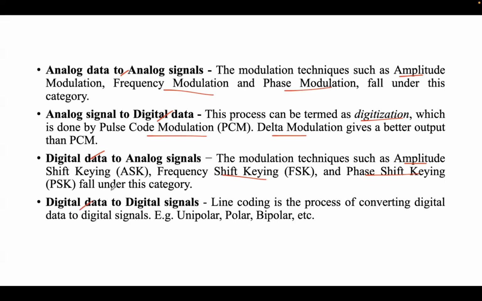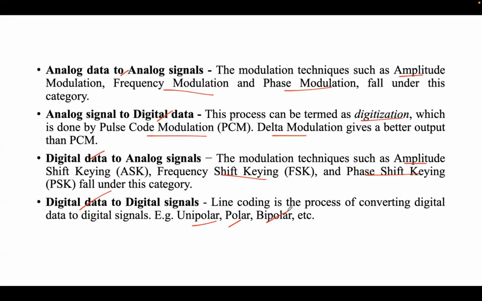And the fourth one is digital data to digital signals. Assume that you already have binary data but need to represent it as a voltage pulse pattern for transmission over a digital medium like Ethernet cables. This process is nothing but line coding, where we assign voltage patterns for 1 and 0. Some of the methods are unipolar, bipolar, and polar.